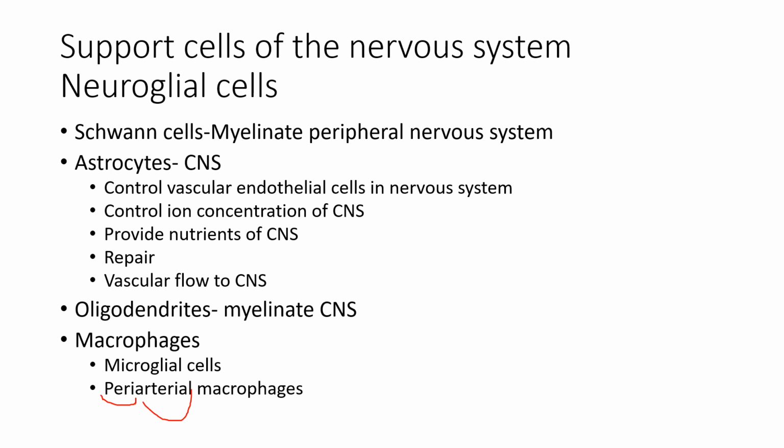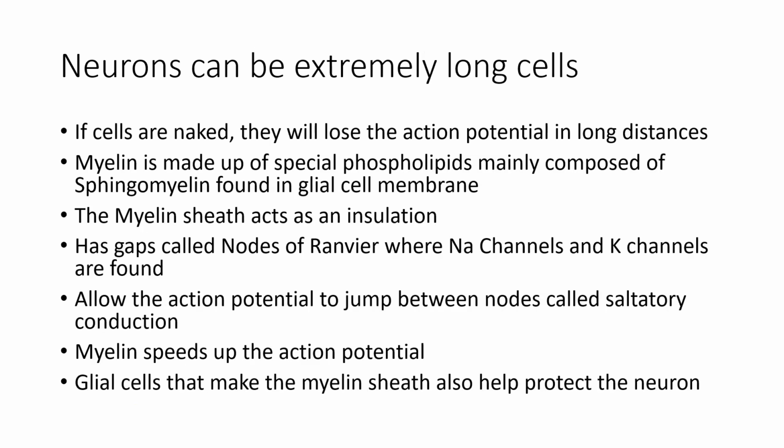Now, when you're dealing with cancers, sometimes you may hear of a schwannoma. Schwannoma would be a cancer of the Schwann cells. Astrocytoma would be a cancer of the astrocytes. And so you can actually see how different cells will be used in names.